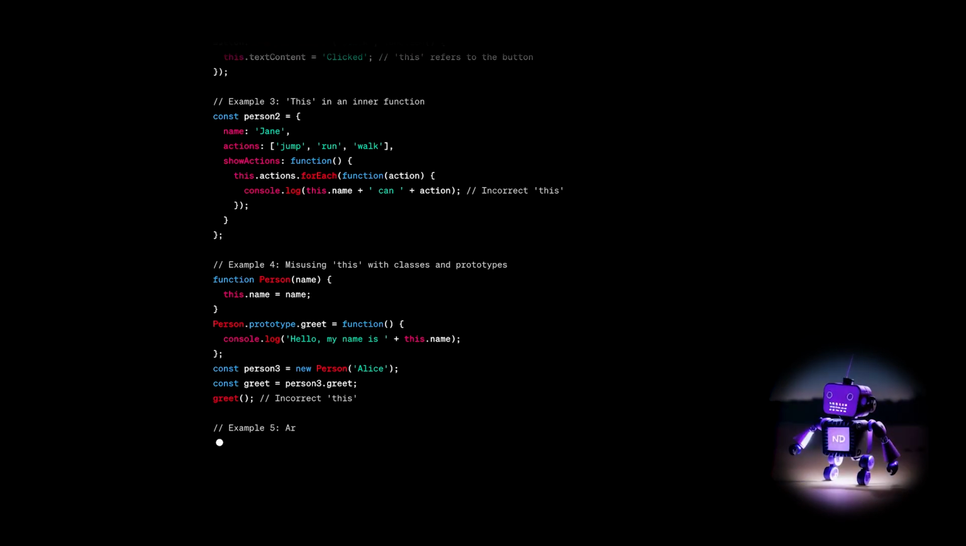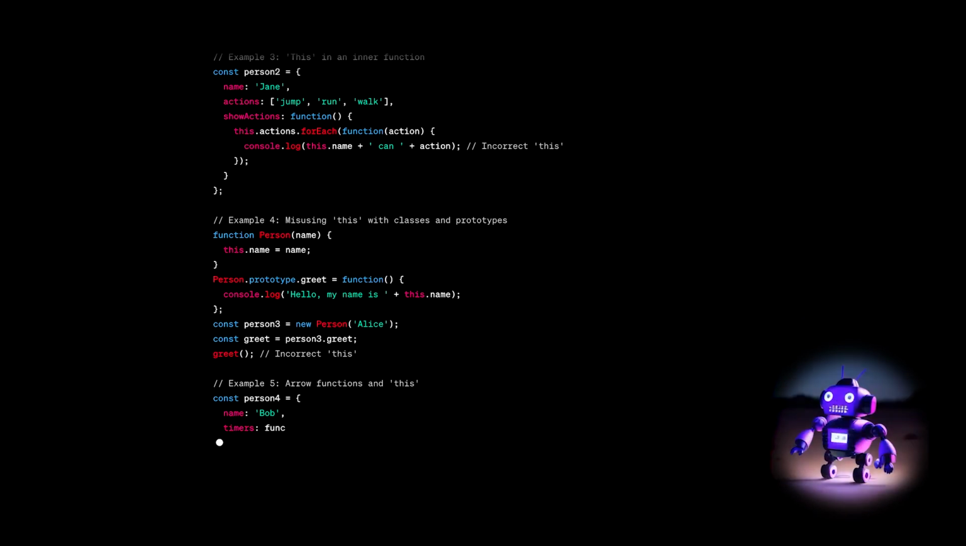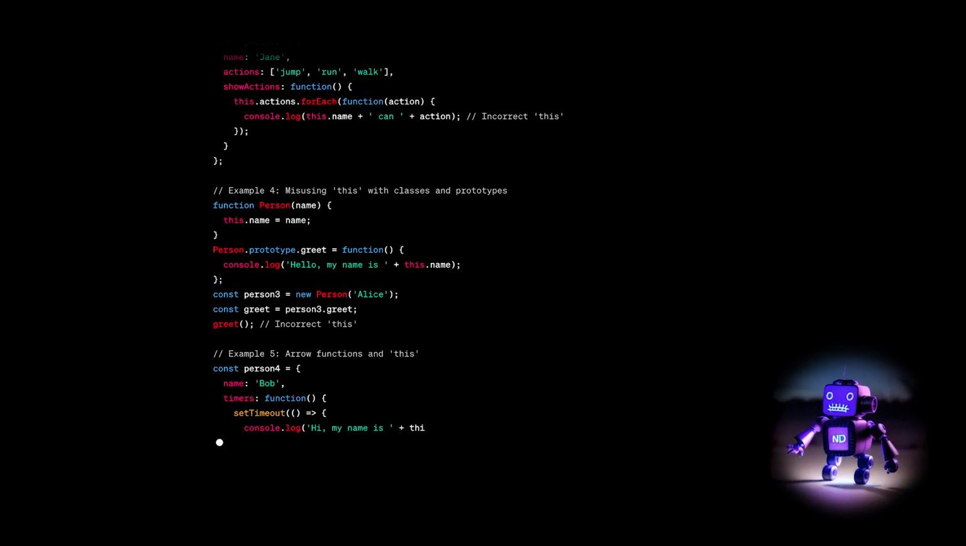Lastly, example 5 shows a correct use of this within an arrow function inside a setTimeout. Arrow functions do not create their own this context, but instead inherit this from the enclosing lexical context, in this case, the person4 object. Thus, this.name correctly refers to person4.